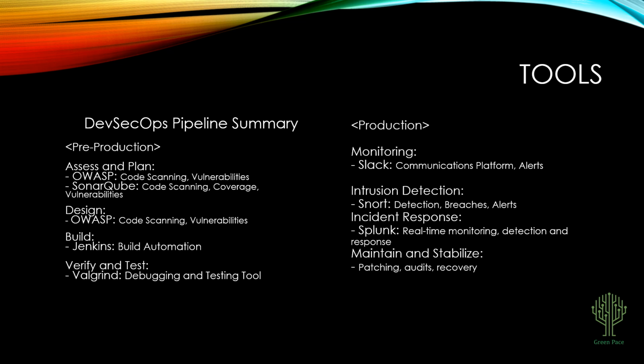In production, security is maintained through monitoring with Slack, intrusion detection using Snort, and real-time incident response with Splunk. The cycle is completed with stabilization efforts, including patching, audits, and recovery to maintain a secure and resilient system. This integrative effort places our contributions to our security architecture in great standing.